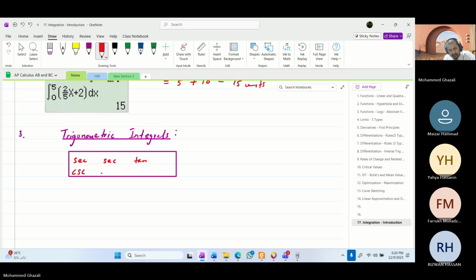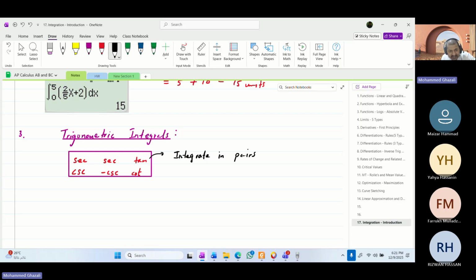Cosec, negative cosec cot. So if I ask you what's the derivative of sec? Sec x tan x. Derivative of cosec, negative cosec cot. Derivative of tan is sec squared x. Derivative of cot is the other two. So if it's the other two, how does this table help us? This table helps us to integrate in pairs only. Very important. Integrate in pairs.